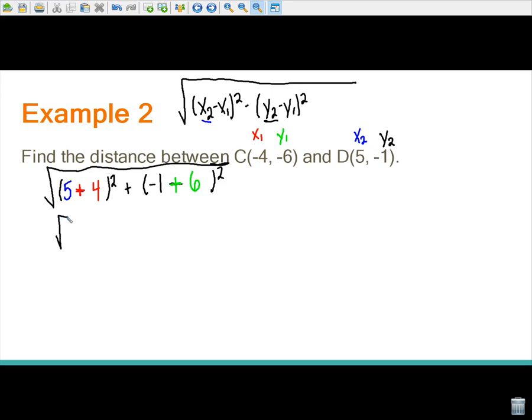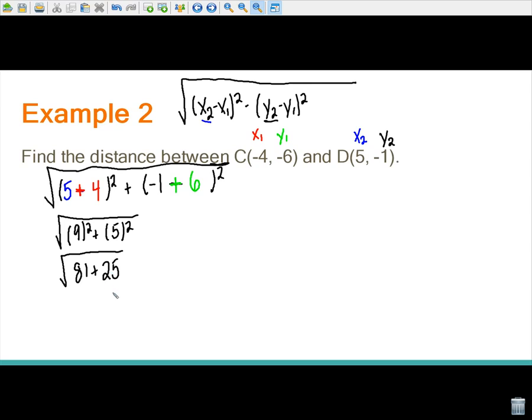And we're going to go ahead and just add these numbers now. So we got 5 plus 4 squared. That gives us a 9 squared plus a -1 plus 6. So -1 plus 6 is going to give us a positive 5 squared. So we have 9 squared plus 5 squared, and of course, that is all square rooted as well. So now all we need to do is just keep simplifying as much as we can. Here we're going to have to do our exponents. So 9 squared gives us an 81, and 5 squared gives us a 25.